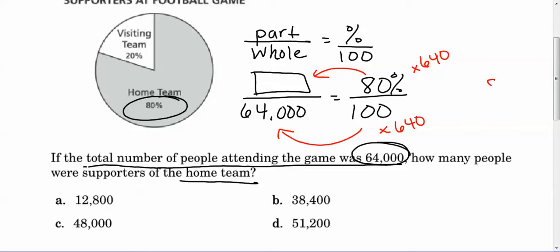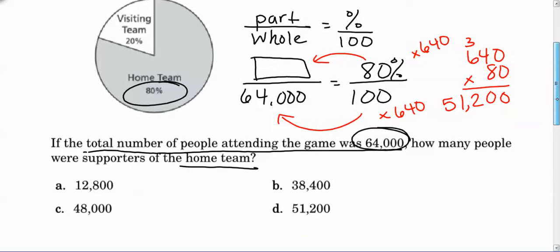So 80 times 640, you're going to have 200. 8 times 4 is 32. 8 times 6 is 48, plus 3 is 51. So 51,200 people were the home supporters. And then the difference between that and 64,000 would be how many visiting team supporters there were. But we're looking for home team supporters, so that would be choice D.